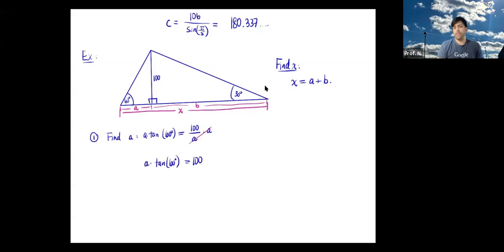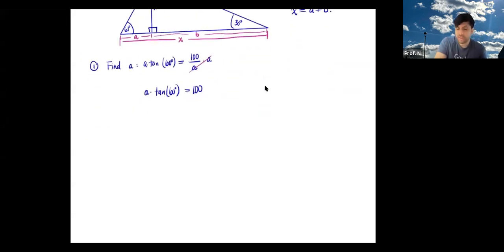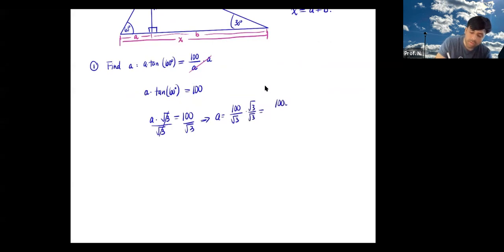Now this doesn't have to be that hard, because for tangent of 60, I don't need a calculator. I should know what tangent of 60 is since I know what sine and cosine of 60 are, given the table we had a lecture ago. So A times rad 3 equals 100, and A is equal to 100 over rad 3, multiplied by rad 3 on top and bottom. And I get 100 rad 3 over 3. That is what A equals.